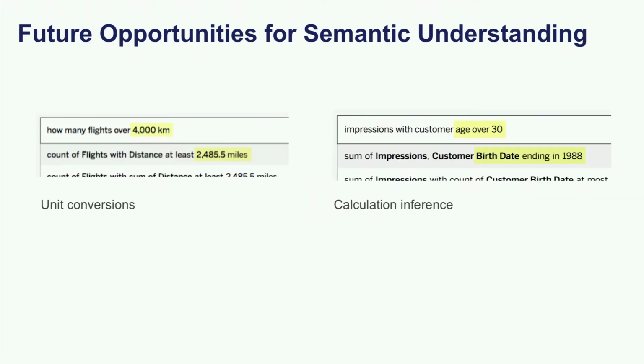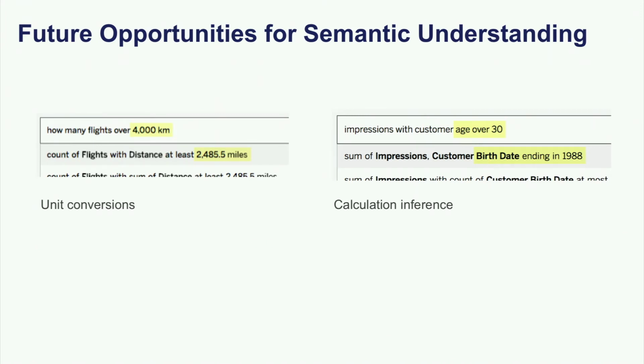Another example would be calculation inference. If you have a data set that has a bunch of birth dates in it for customers or people, and you ask a question about, show me impressions for customers who are over 30 years old. There's no age field in your data source, but if we know that your data has birth dates, we can compute age as a function of the data that you already have. So this would allow us to infer new calculations that aren't present in your data source, saving you the need to write them out all by hand.